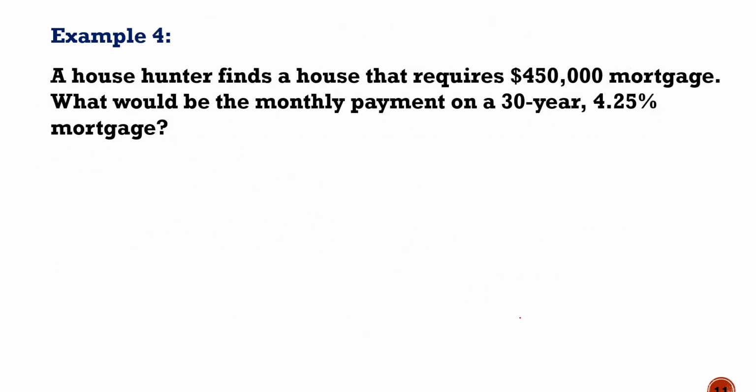Okay, example 4, a house hunter finds a house that requires a $450,000 mortgage. What will be the monthly payment on a 30-year 4.25% mortgage? Here, definitely we're looking for the payment.